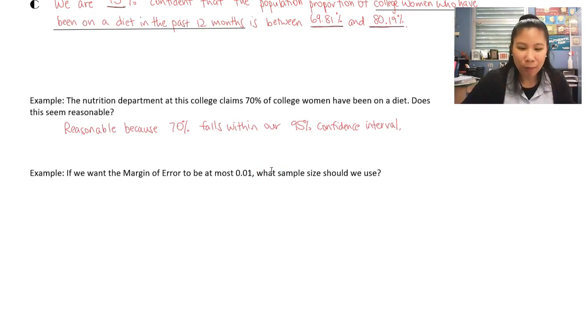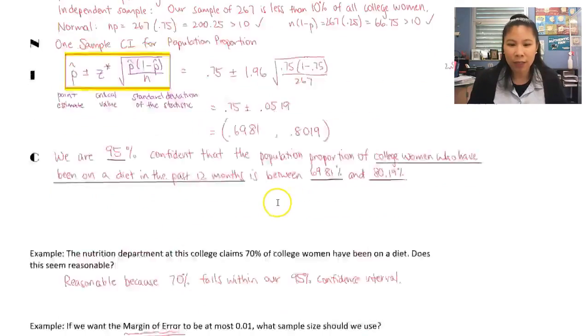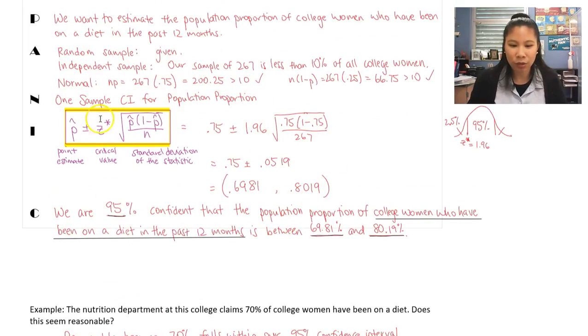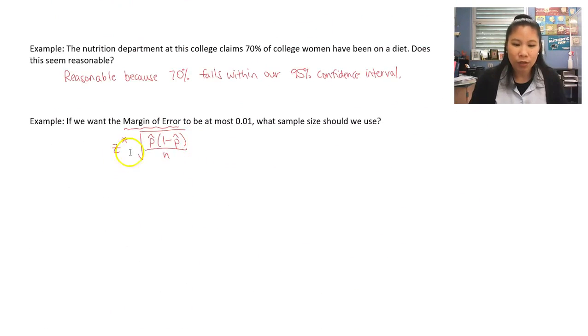So we know the margin of error formula is z star times the square root of p hat times 1 minus p hat all over n. So remember, the margin of error is everything that comes after the plus or minus. So this section right here, the critical value times the standard deviation of the statistic. So if I know I want my margin of error to be at most 0.01, then I can set this up as an inequality less than or equal to 0.01. So we're going to assume that the z star here is still at the 95% confidence level.